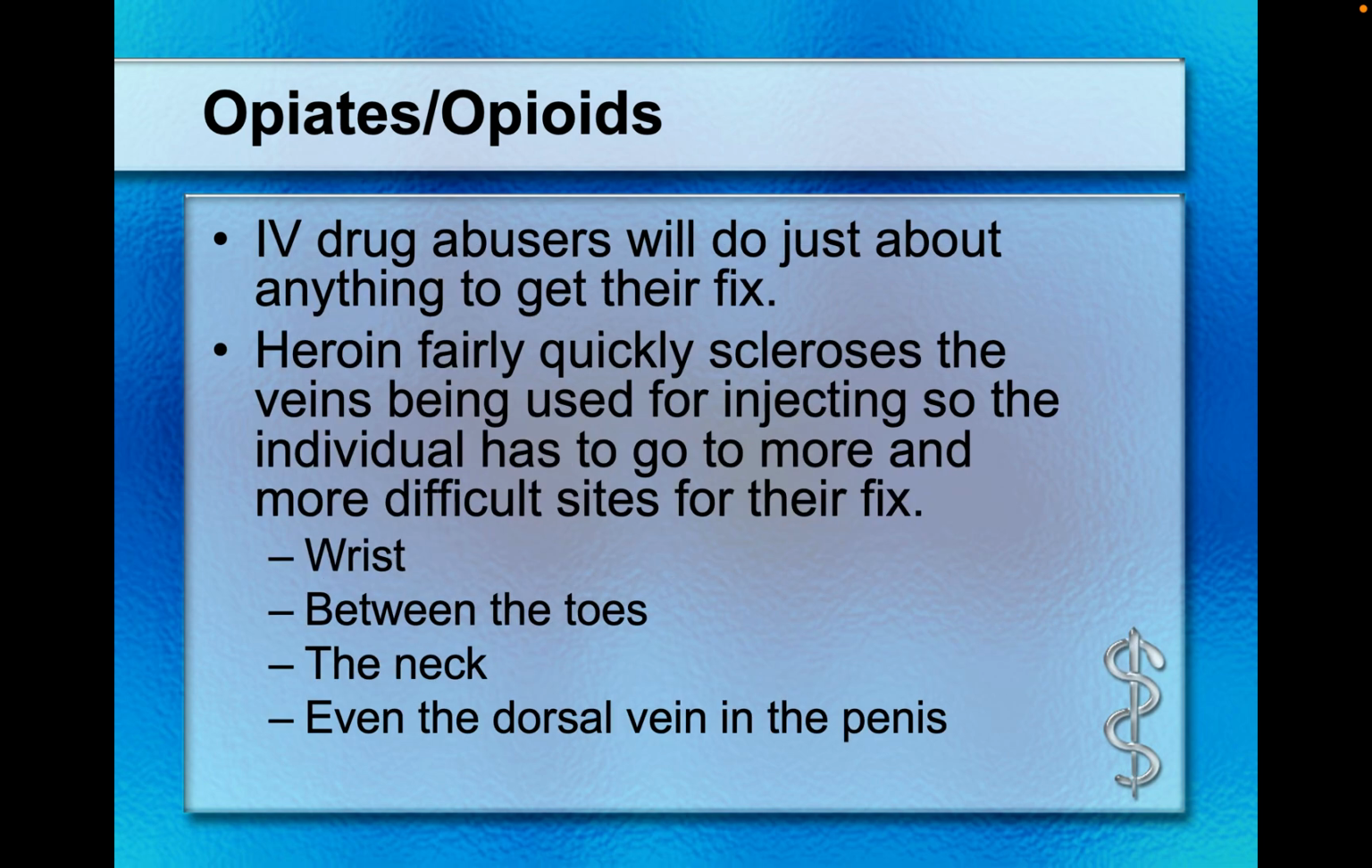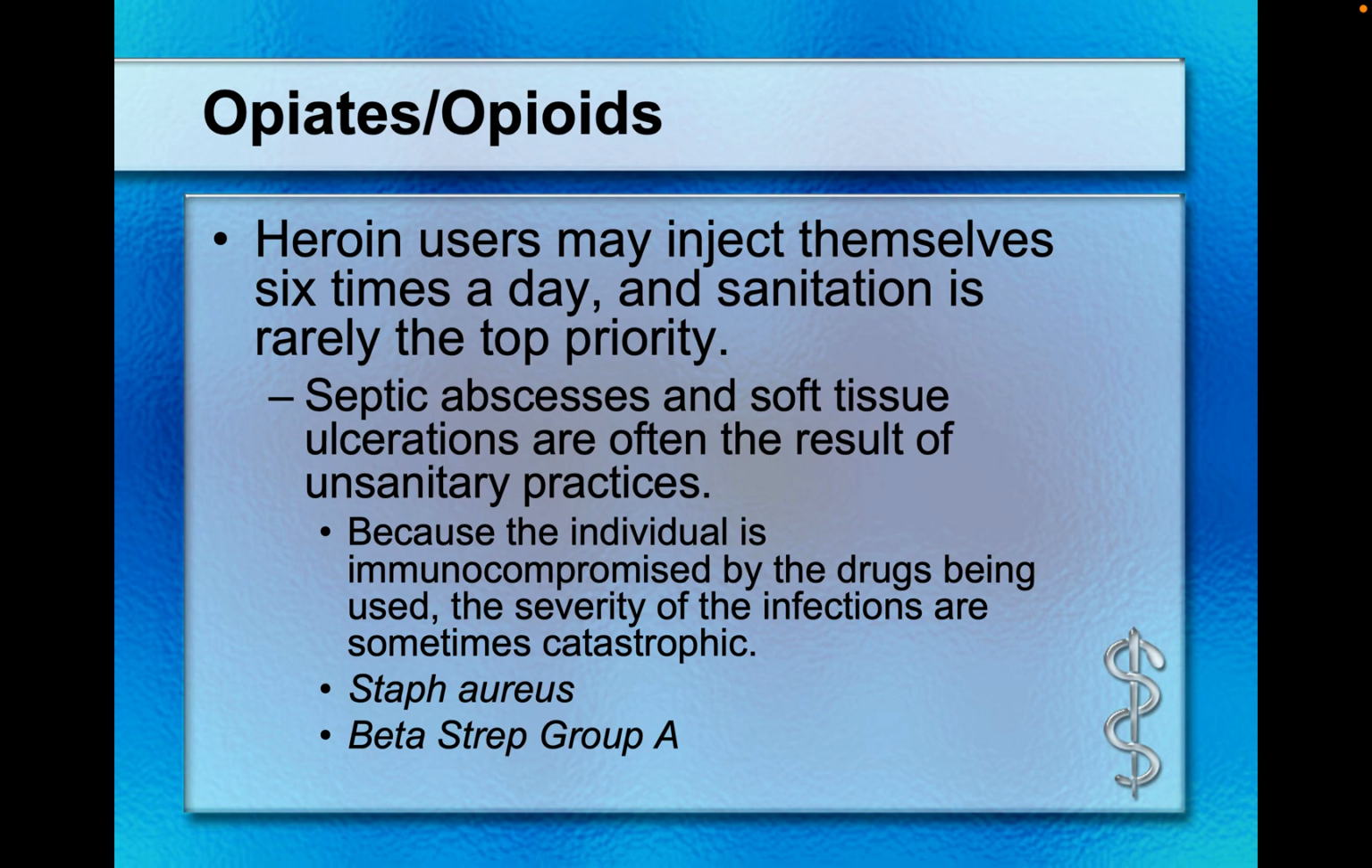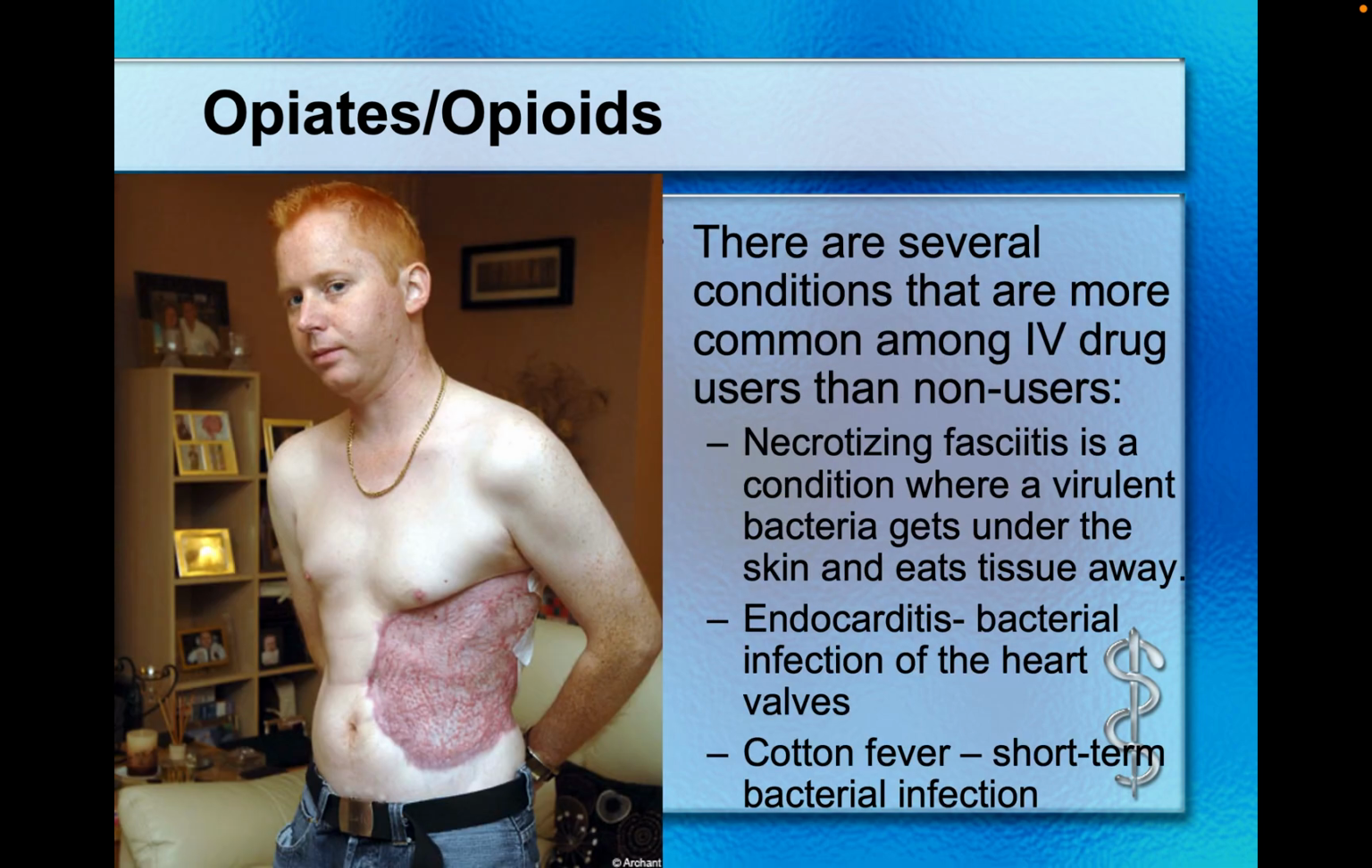IV drug abusers do just about anything to get their fix. Heroin fairly quickly scleroses the veins being used for the injection, so that the individual has to go to more and more difficult sites for their fix. They'll go to their wrists, between their toes, the neck. If they're male, they'll even go to the dorsal vein on the penis. Heroin users may inject themselves 6 times a day, and sanitation is rarely the top priority. Septic abscesses and soft tissue ulcerations are often the result of unsanitary practices because the individual is immunocompromised by the drugs being used. The severity of infections are sometimes catastrophic. This is true of Staph aureus and beta strep group A, which causes impetigo and strep throat. Staph aureus is the normal skin infections that we see, and that's what it looks like.